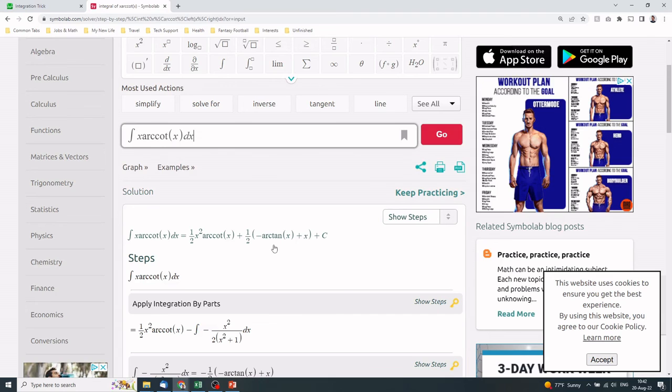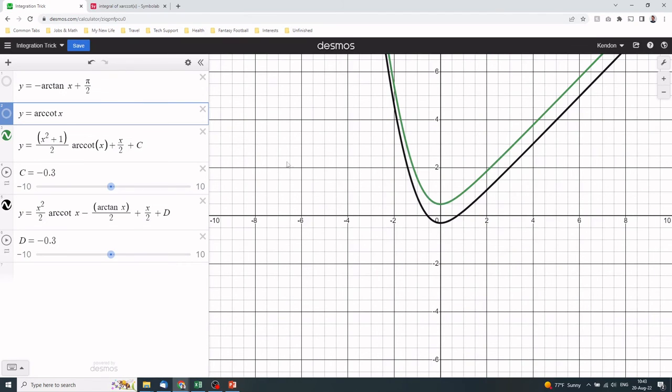Now, is our answer correct? Are they the same? Well, I went ahead and graphed both answers here on Desmos. Ours is the one in green, and the one Symbolab is giving is in black. Looking at the graphs, they look slightly different. However, they look like they're the same shape. Just remember that because of that plus C, or in the case of the Symbolab one, I use plus D just because C was already taken, that could be any real number.